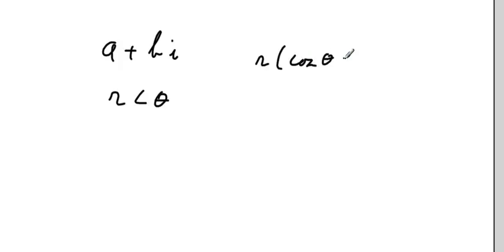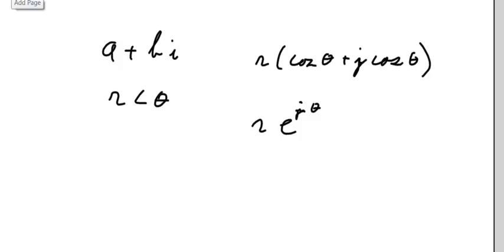Now, imaginary numbers can be in the form a plus bi, or they can be in the form r angle theta, or they can be in the form r cosine theta plus j sine theta, or that could be an i. We'll be consistent and use j, I guess. Or they could be in the form r e to the j theta. So those are the four different ways that we can express an imaginary number. Now the issue is, how do we multiply and divide those?